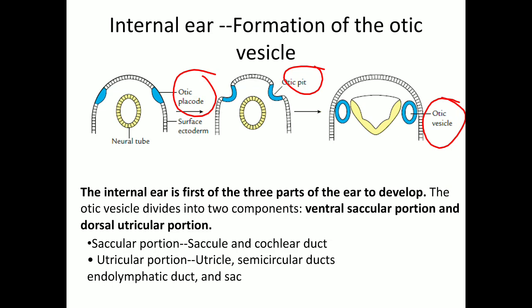Now the otic vesicle is divided into 2 portions, the saccular portion and the utricular portion. The saccular portion will form the saccule and cochlear duct, and the utricular portion will form the utricle, semicircular ducts, and the endolymphatic duct and sac.